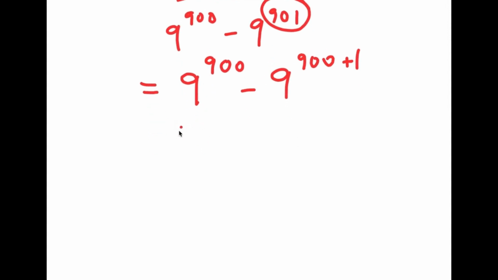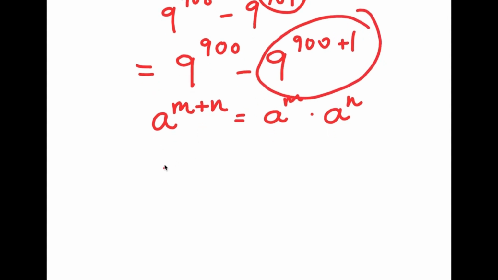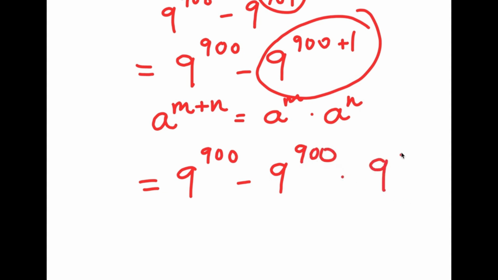Now, there is an important exponential property that you should know. If I have something in the form a to the power of m plus n, this is equal to a to the power of m times a to the power of n. So in this case, we have 9 to the power of 900 plus 1, and using this property, we can rewrite it as 9 to the power of 900 times 9 to the power of 1.